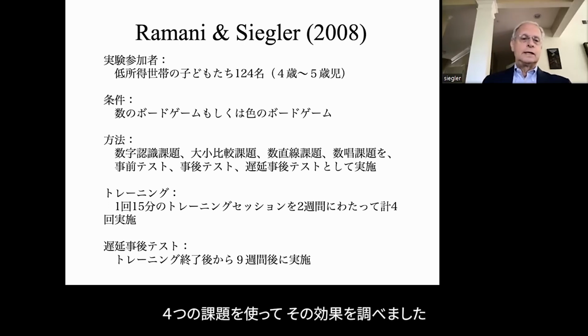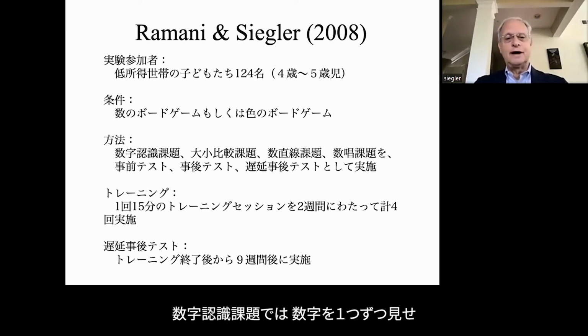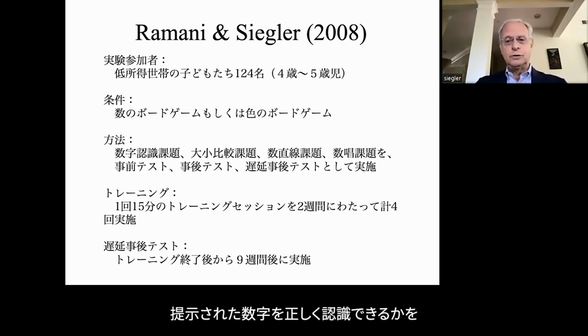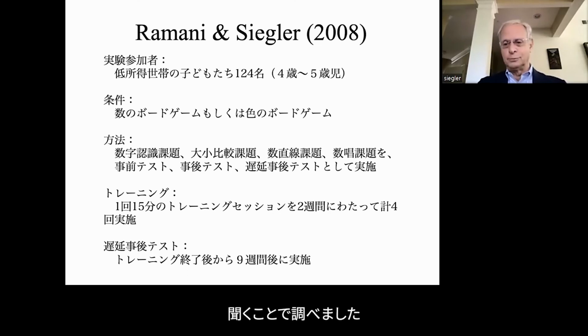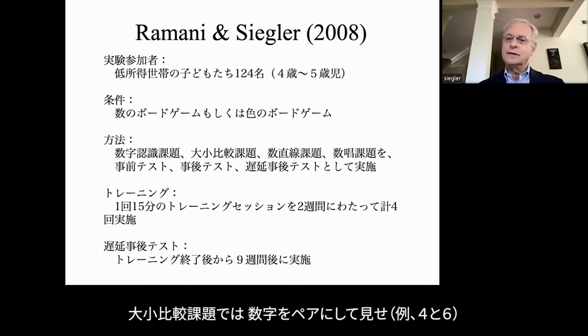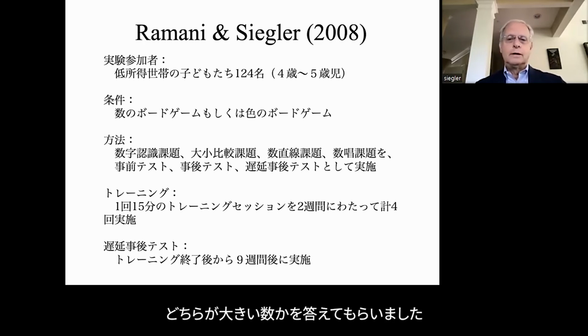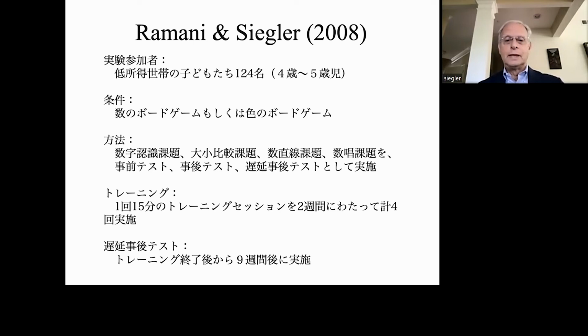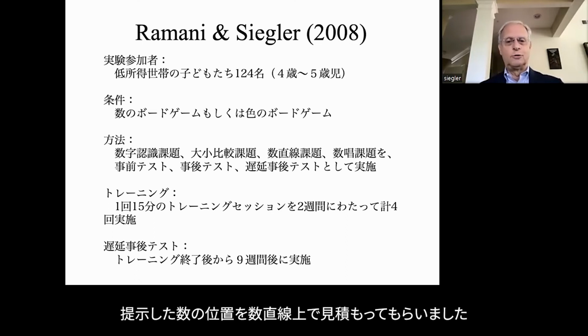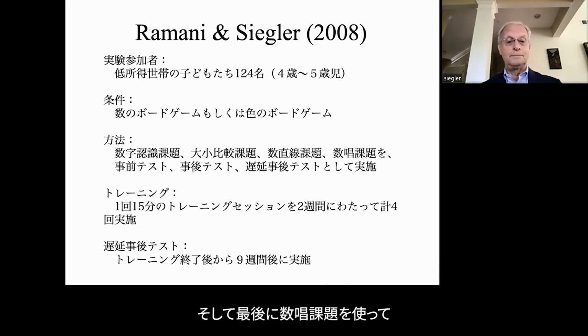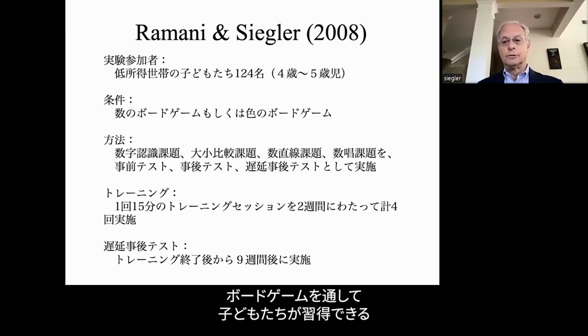And the tasks on the pre-test and post-test and follow-up were number identification, where we show the children numbers and say, what number is this? Magnitude comparison, where we, for example, say 4 and 6, which one is bigger? Number line estimation, where we have 0 at one end, 10 at the other, and say, where does 4 go? Where does 6 go? And so on. And counting, where we ask the children to count from 1 to 10. We gave these tasks because these were skills that children could learn in the process of playing this game.